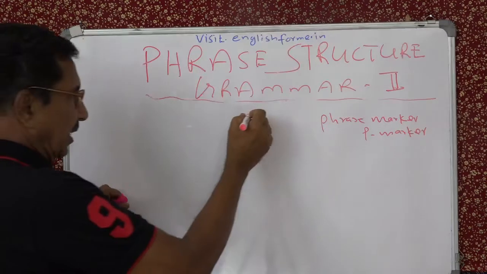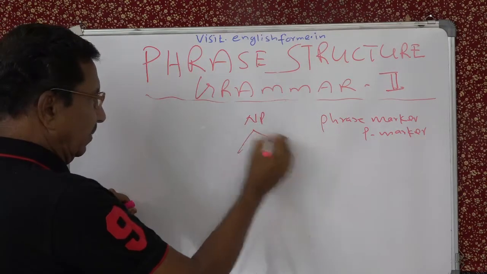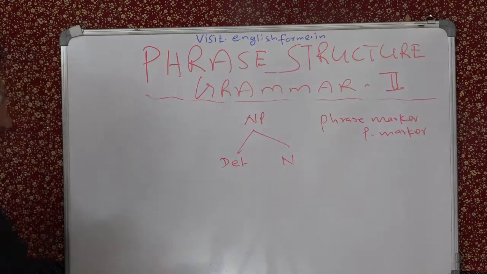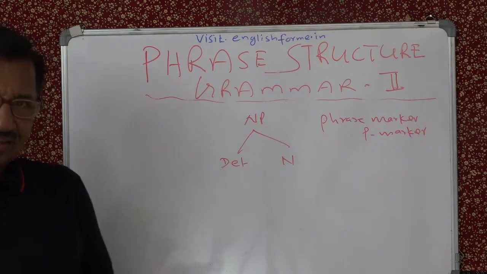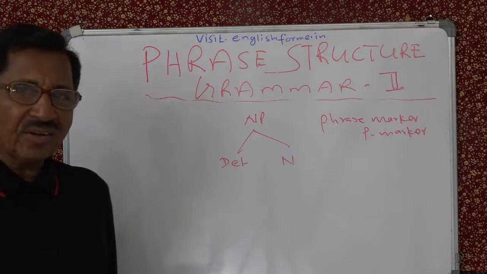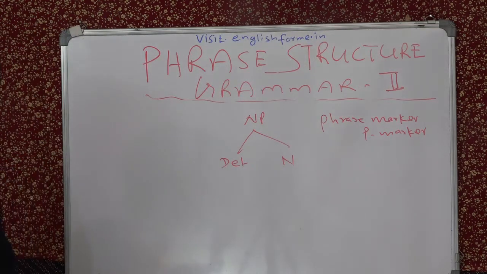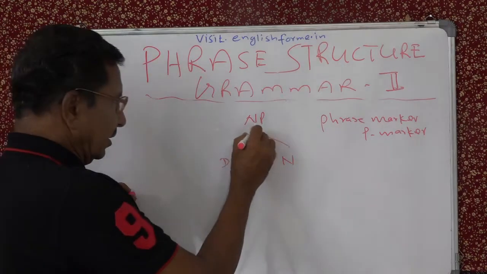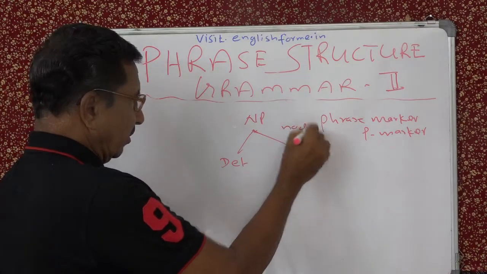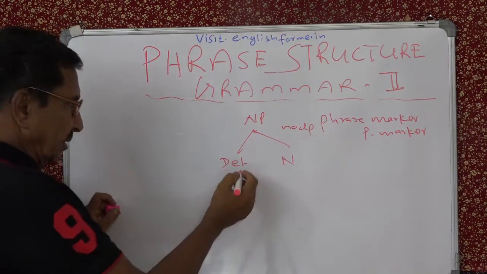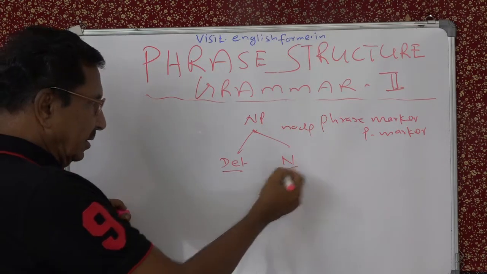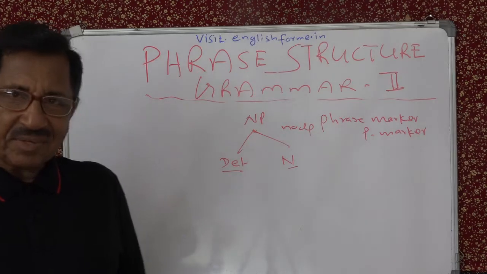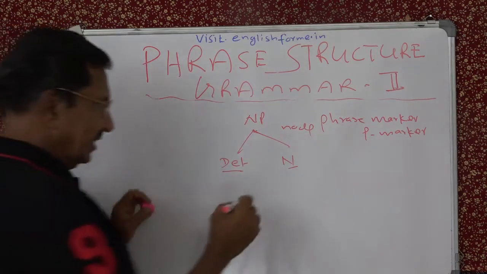For example, we say NP, we will say determiner and noun. So this is a tree marker, right? So a phrase marker tree or P marker is this. And this we say is a node, isn't it? That place is a node. And here, what will we say? Terminal, isn't it? It's a terminal.